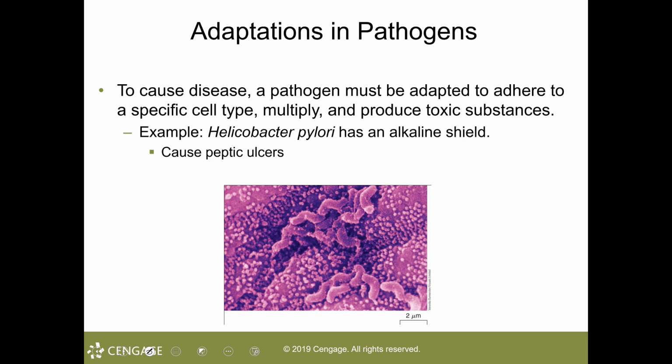And then last, we get to adaptations in pathogens. To cause disease, a pathogen must be adapted to that specific cell type and be able to produce and multiply, and produce toxic substances, such as Helicobacter pylori, which has an alkaline shield. This is what causes those peptic ulcers. It's the most common cause of peptic ulcers in the stomach and duodenum, and it's an extremely successful pathogen. It's also been associated with chronic gastritis, which is stomach inflammation, and with stomach cancer, the second most common type of cancer in the world, class.